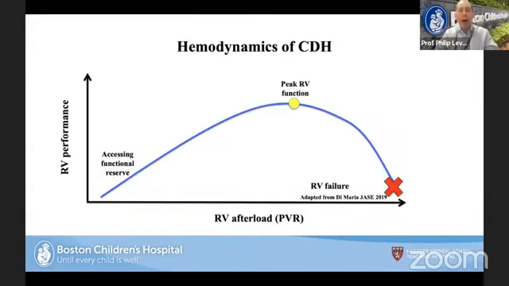So when I think about the hemodynamics of CDH, I think about it with this paradigm. As you go up on your pulmonary vascular resistance, that's afterload, RV performance or contractility will meet its demand. Essentially, you access your functional reserve, you have a peak RV function, but the problem is that if the RV afterload keeps going up, the RV performance will ultimately fail.